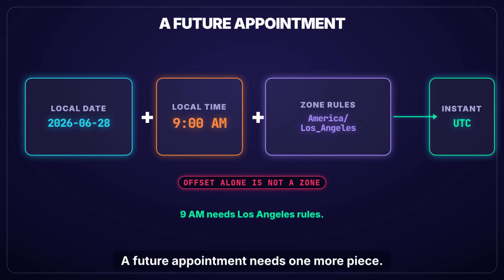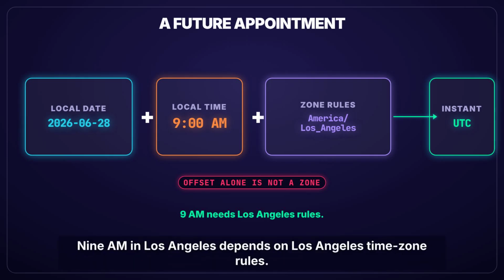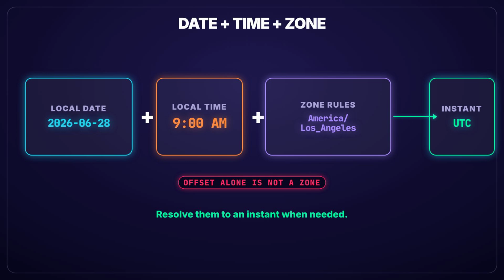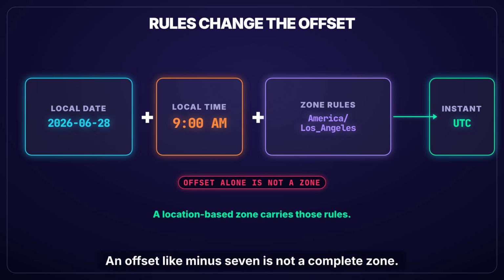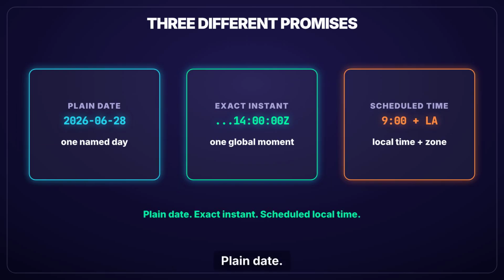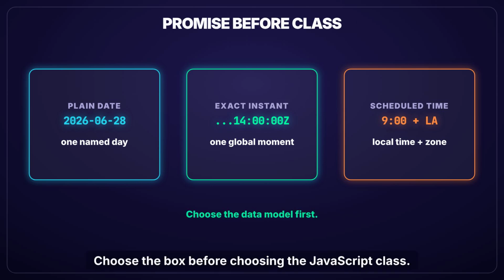A future appointment needs one more piece. 9 a.m. in Los Angeles depends on Los Angeles time zone rules. Keep the local date, local time, and zone name together. Then resolve them to an instant when needed. An offset like -7 is not a complete zone. Daylight saving rules can change the offset. So we have three boxes: plain date, exact instant, scheduled local time with a zone. Choose the box before choosing the JavaScript class.